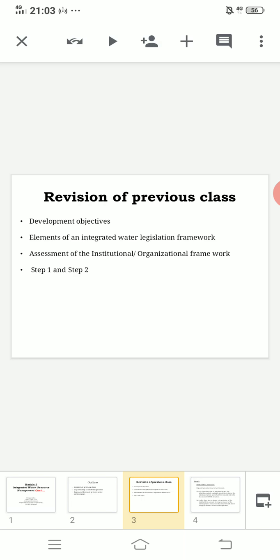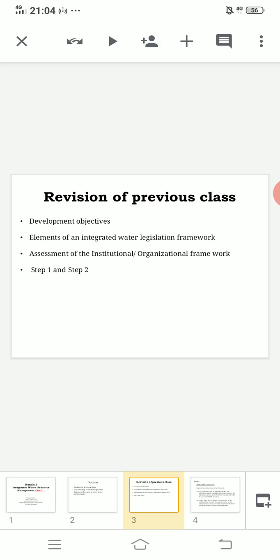Let us revise the previous class. For developmental objectives, the goal has to be set and an action plan made with the involvement of stakeholders, and it is to be done at the constitutional level, organizational level or so. We also discussed elements of an integrated water legislation framework and the first two steps of the IWRM process, wherein the present scenario of water resources and important aspects are dealt with with respect to management. That is step 1.